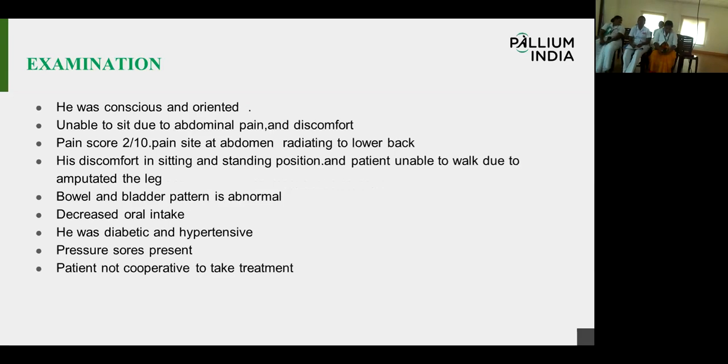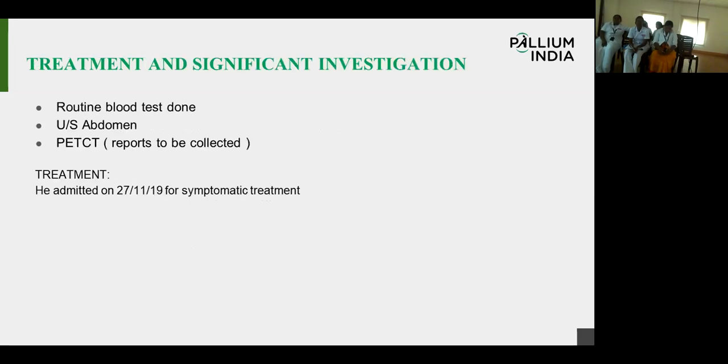Examination: he was conscious and oriented, unable to sit due to abdominal pain and discomfort. Pain score 2/10. Pain site at abdomen radiating to lower back. He has discomfort in sitting and standing positions and is unable to walk due to the amputated leg. Bowel and bladder pattern is abnormal. Decreased oral intake. He was diabetic and hypertensive. Pressure sores were present. Patient not cooperative to take treatment. Routine blood test done, ultrasound abdomen, PET CT, reports to be collected. Admitted on 27th November 2019 for symptomatic treatment.